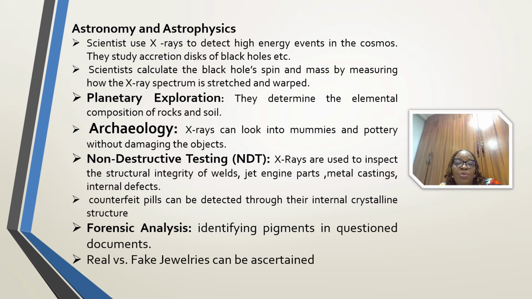Industry and forensics. Engineers use X-rays to inspect the structural integrity of jet engine parts and metal castings for microscopic cracks or internal defects. For forensic analysis, X-ray fluorescence is used to analyze trace evidence, identify pigments in questioned documents, and examine ballistic evidence without destroying the sample.